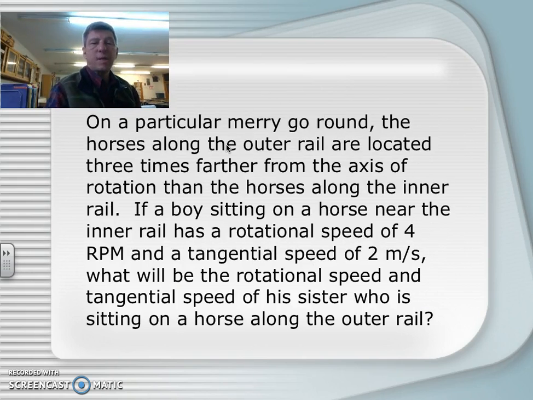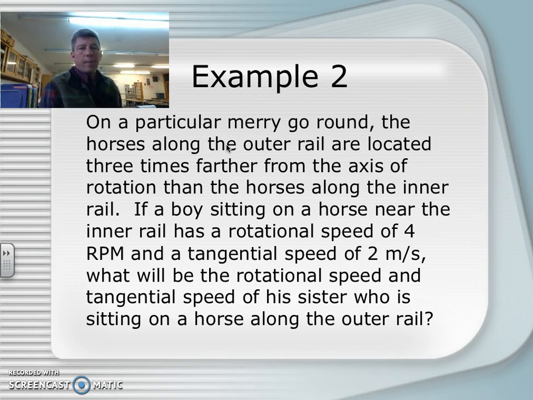All right. This brings us to example number 2. Example number 2 reads: on a particular merry-go-round, the horses along the outer rail are located 3 times farther from the axis of rotation than the horses along the inner rail. If a boy sitting on a horse near the inner rail has a rotational speed of 4 revolutions per minute, that's what RPM stands for, revolutions per minute, and a tangential speed of 2 meters per second, what will be the rotational speed and tangential speed of his sister, who is sitting on a horse along the outer rail?